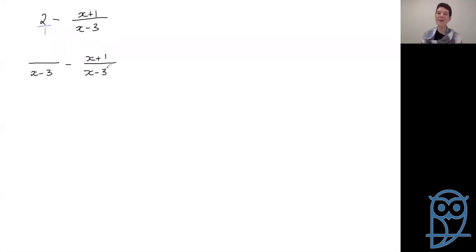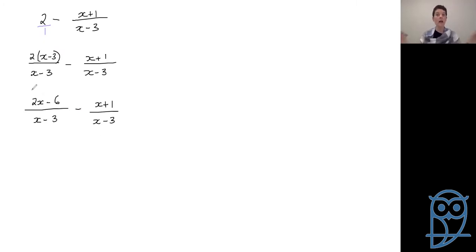If you multiply the bottom, you multiply the top. So 2 times x minus 3, minus x plus 1 over x minus 3. See, we put brackets when we put it in there? Okay, same as usual. We can open that bracket. 2x minus 6 over x minus 3 minus x plus 1 over x minus 3.